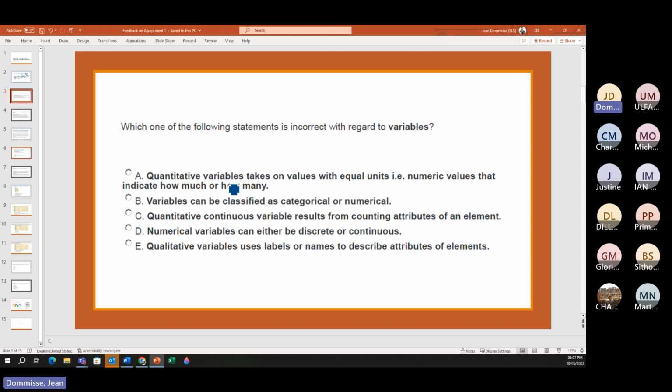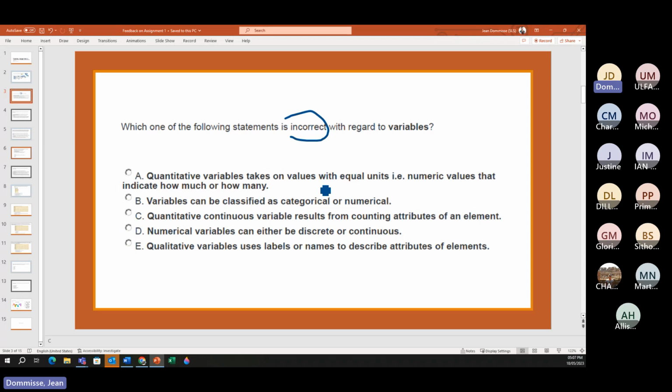So let's look at this one. Which one of the following statements is again incorrect with regard to variables? A quantitative variable takes on values with equal units, numeric values that indicate how much or how many. What would you guys say, correct or incorrect?